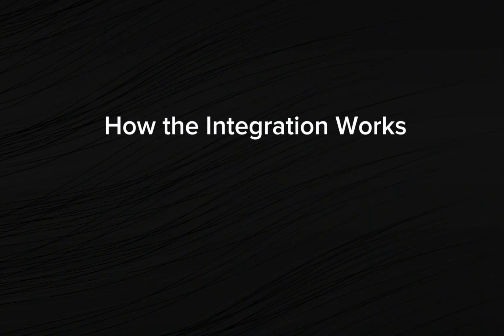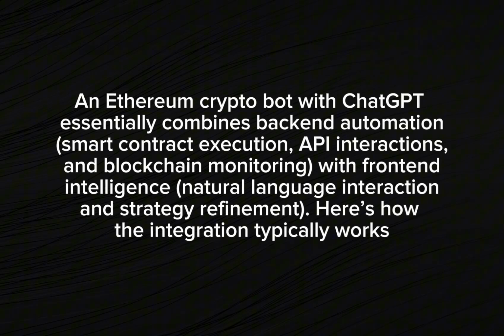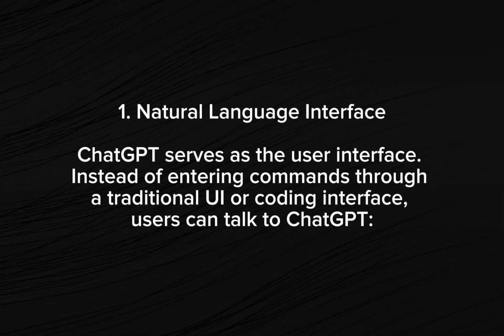How the integration works. An Ethereum cryptobot with Chat essentially combines backend automation, smart contract execution, API interactions, and blockchain monitoring with front-end intelligence, natural language interaction, and strategy refinement. Here's how the integration typically works. 1. Natural language interface. Chat serves as the user interface. Instead of entering commands through a traditional UI or coding interface, users can talk to Chat.